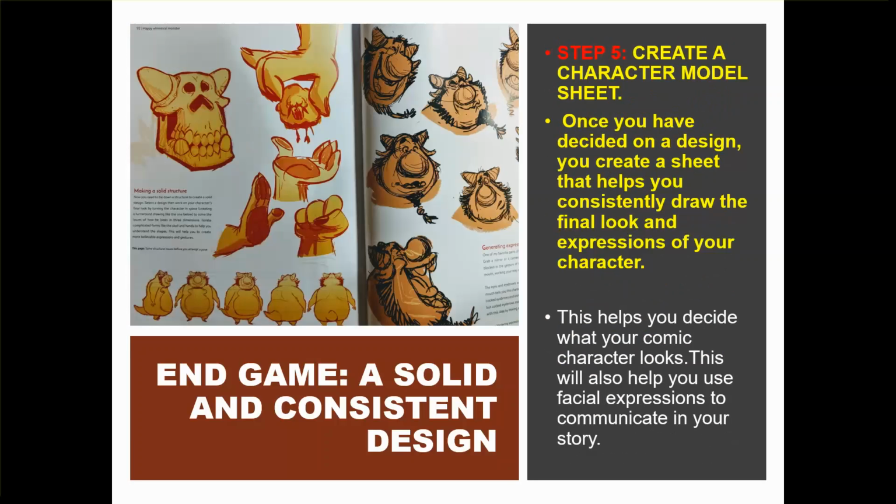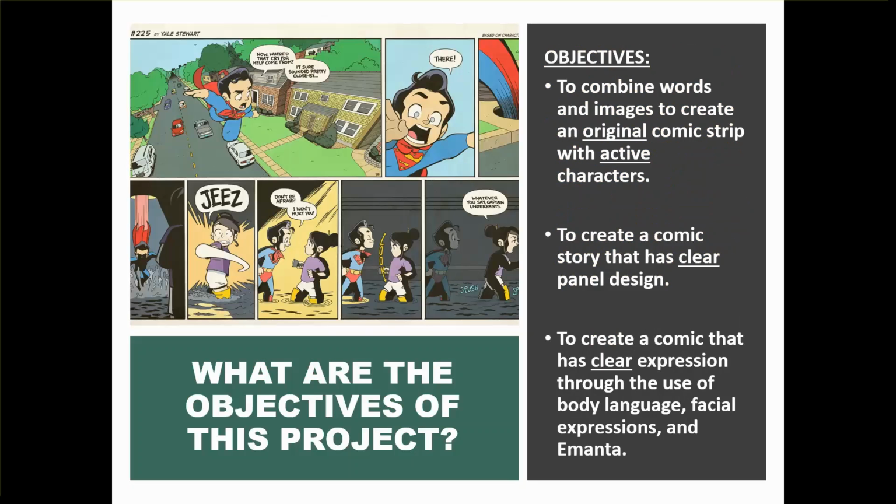And then the last thing we'll do, so we'll focus on this later, is create a character model sheet. So once you have decided on a design, you'll create a sheet that helps you consistently draw the final look and expressions of your characters, because when it comes to the comic strip, you want your character to communicate, and one way they will communicate is through the facial expressions and the body language and things you have created, because you want your character to feel expressive and not stiff. So the end game is a solid and consistent design that can communicate.